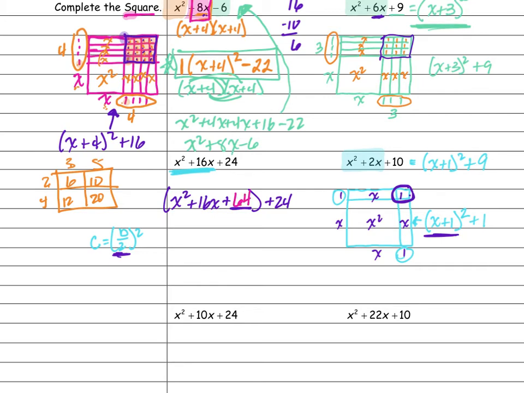Well, if I want to keep my equation the same, I really don't want my equation to be different, because when I multiply it all back out, I want to get this thing right here. So if I'm going to add 64 to the same side of the equal sign, I have to subtract 64 outside of my parentheses. Notice there's no equal sign. So if I add 64 and I subtract 64, what do I get? What's 64 minus 64?